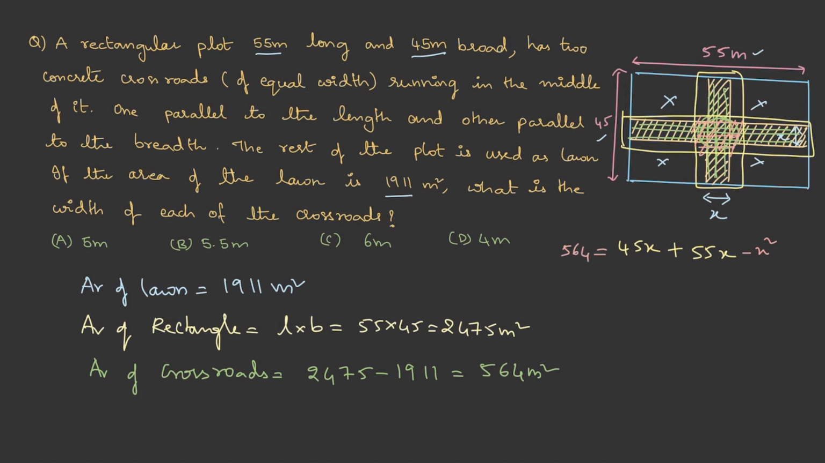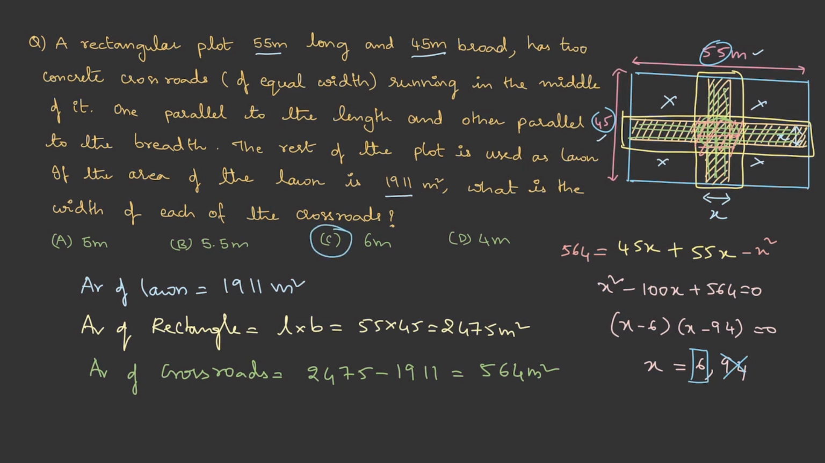So if I solve this, it is x square minus 100x plus 564 equals 0. (x minus 6)(x minus 94) equals 0, so x is 6 or 94. Now clearly you can see it cannot be 94 because the values are bound by 45 and 55. Therefore the answer has to be 6. Therefore option C. Let's try one more question.